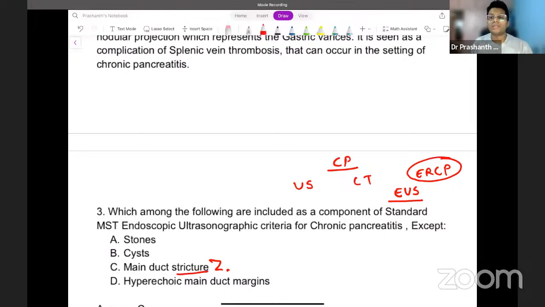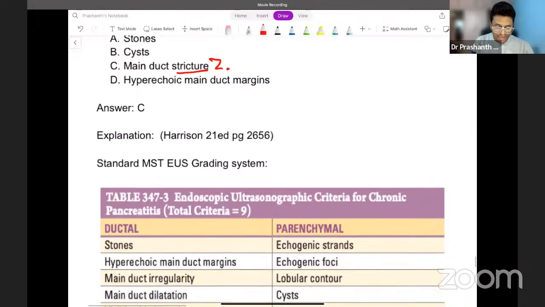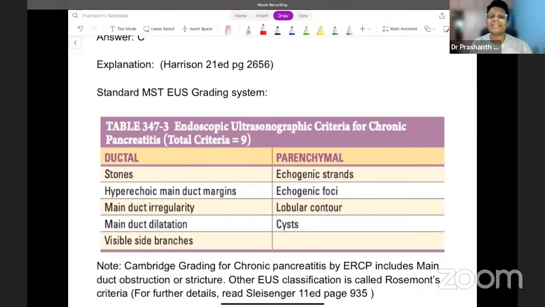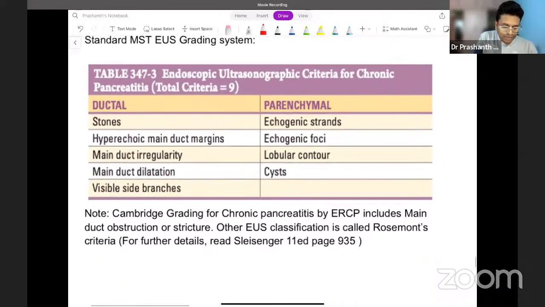In EUS testing, there is one classification called the MST criteria, and there is one more called the Rosemont criteria, to classify the type of chronic pancreatitis by different scores. Now, this has been asked as a question because the answer is present in the recent edition of Harrison. They divide the entire criteria into ductal and parenchymal. Now, stricture is never a part of chronic pancreatitis diagnosis. Okay. You might get stricturing ducts, especially in autoimmune pancreatitis, but it's not part of the diagnosis of chronic pancreatitis. So the features included in the MST criteria are ductal and parenchymal.